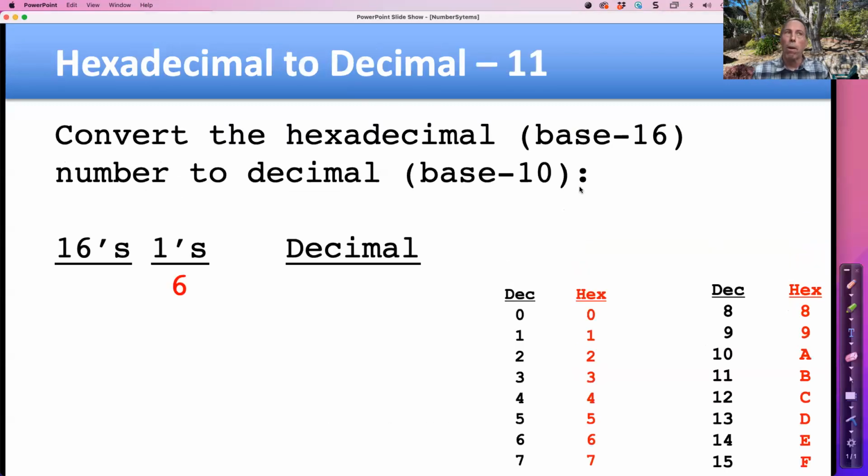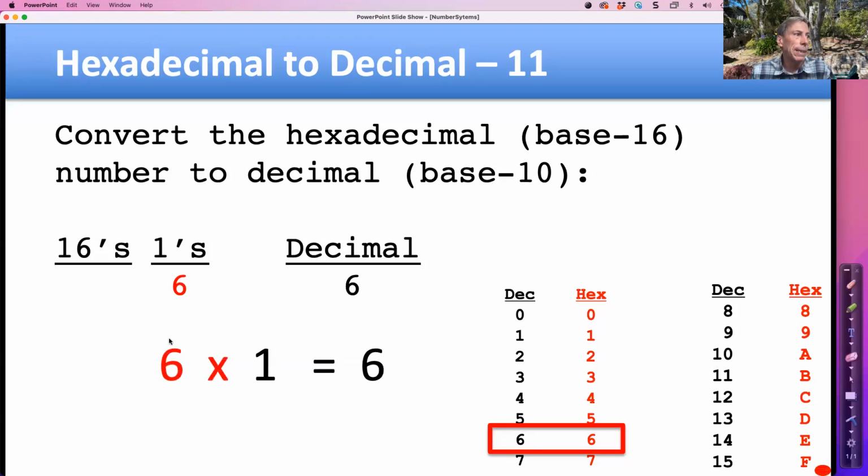If you're following along with the homework, here's that number right up here. Let's go from hexadecimal to decimal. This is the column of 1s here, the column of 16s. 6 1s. And we could put a 0 here, which is the same as if we left it blank. 6 1s is just 6 decimal. As we can see here, 6 1s is 6 decimal is 6 hexadecimal. All we're doing is taking 6 times 1, which is 6.